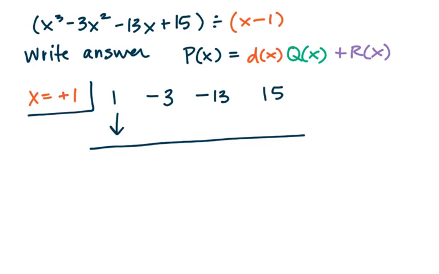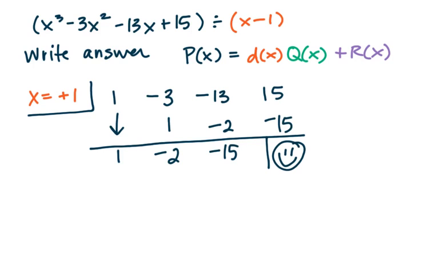So we set this up and run through our process. 1 times 1 is 1. -3 plus 1 is -2. 1 times -2 is -2. Add down to -15. 1 times -15 is -15. And we end up with a special number that makes us happy here, 0.